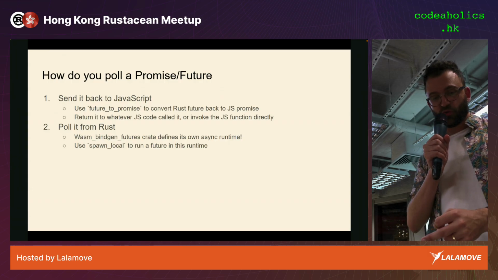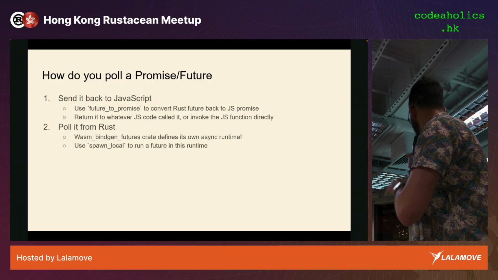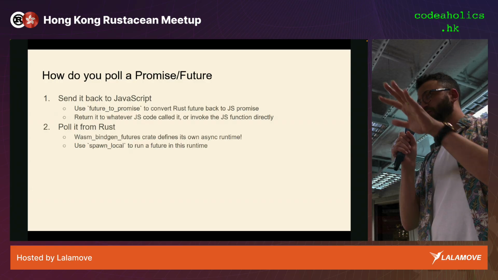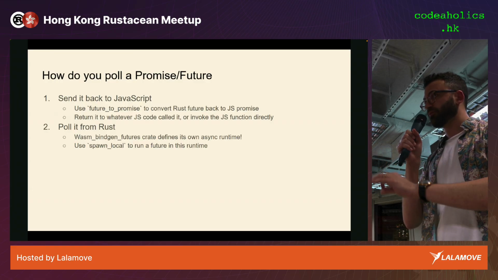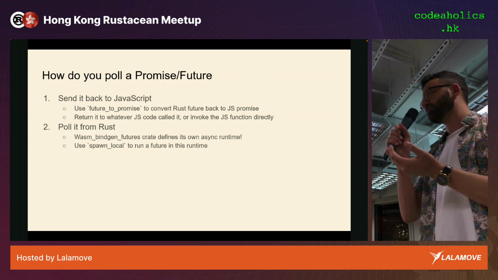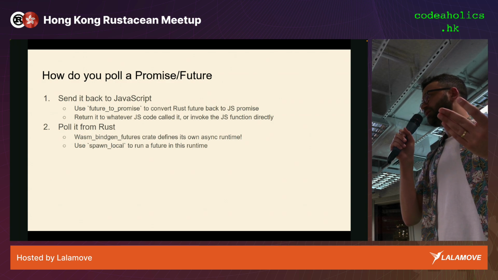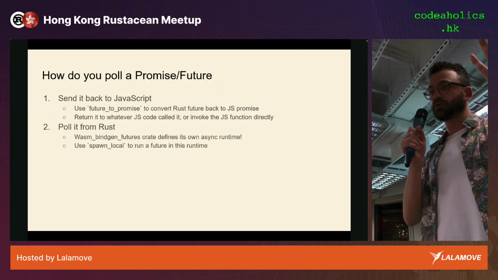Basically, there are two ways to call one of these bridged future types. You can send it back to JavaScript. You can take your Rust future, any Rust future really, and you can convert it into a JavaScript promise and send it back to JavaScript. It's now JavaScript's problem. The JS code can choose to await it or to do something like promise.all on it, compose it with other ones.